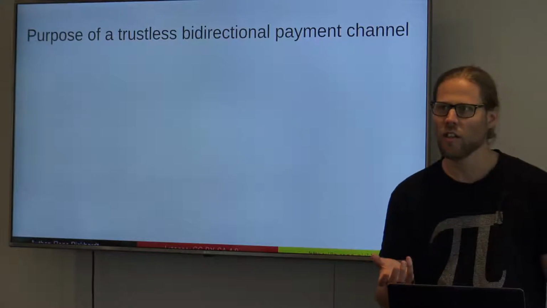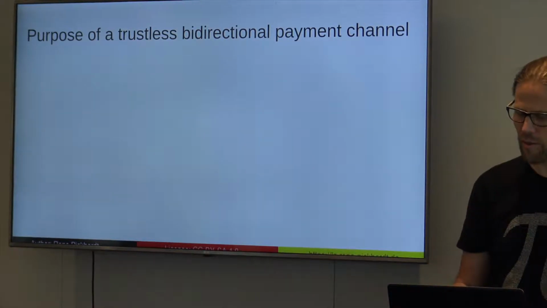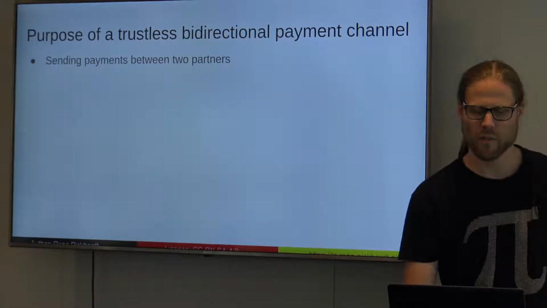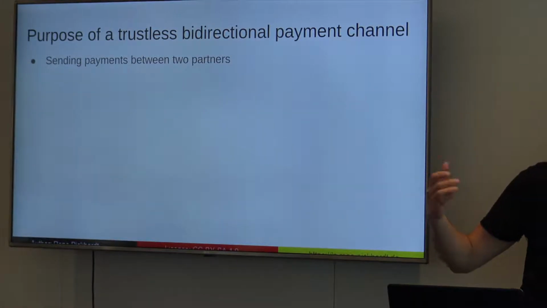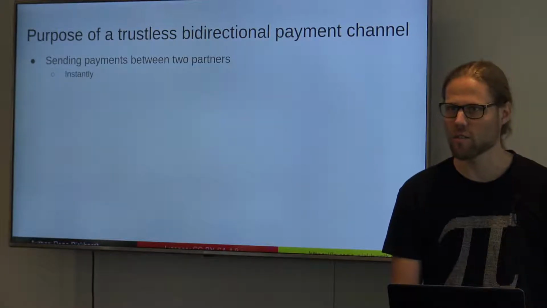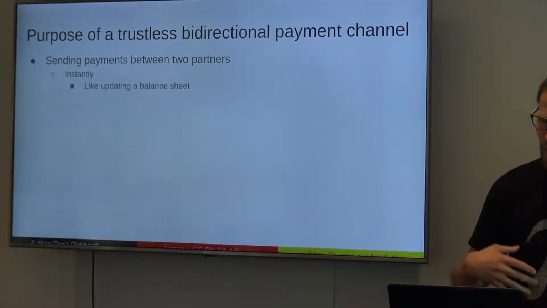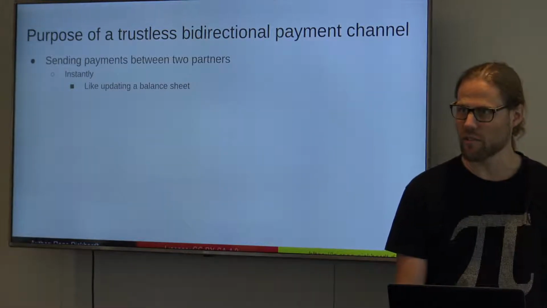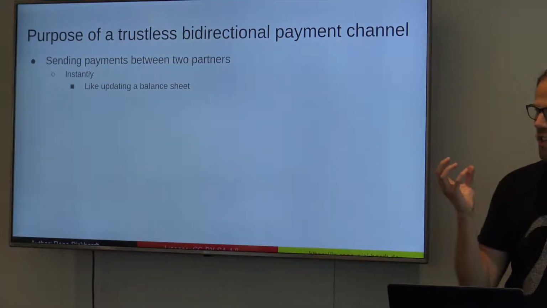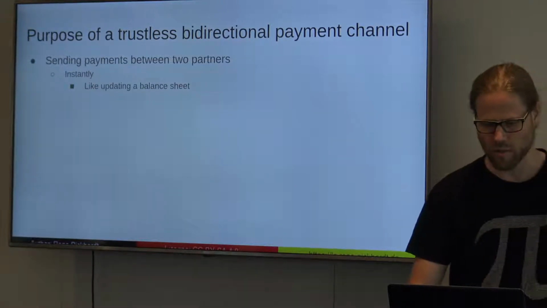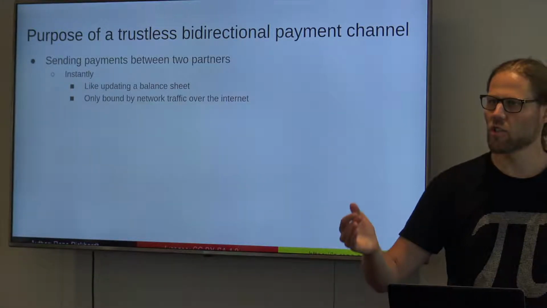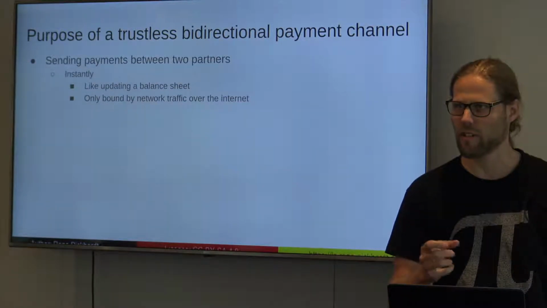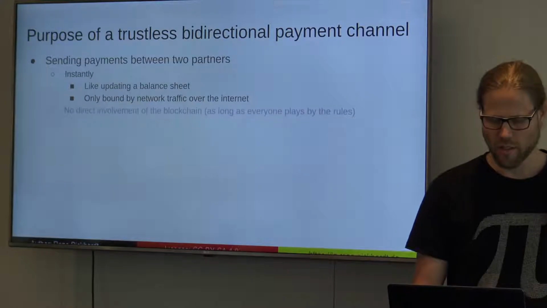So first of all, why do we do this? What is the purpose of a trustless bidirectional payment channel in the Lightning Network? First of all, we want to be able to send payments between 2 partners. And this should be done instantly. Instantly means it's like updating a balance sheet, right? You heard the terms channel capacity and channel balance often when you talk about the Lightning Network. It should only be bound by network traffic over the internet and not depend on other stuff. It should be as fast as possible.